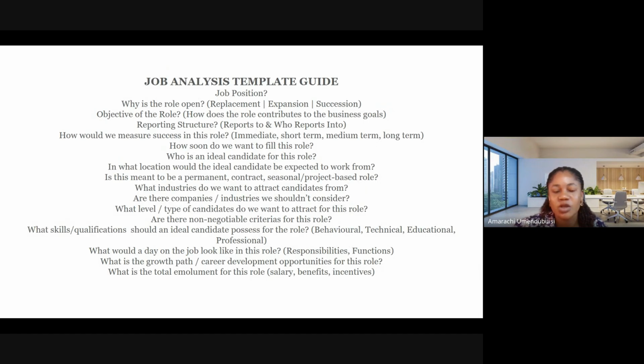So are there companies or industries we should not consider? Very important. Now, you might not be in the know, but I've seen cases where within the same industry, people at the top have what we call a gentleman's agreement to say, don't come and poach people from my company, and I won't poach people from your company. I've also seen, this is not documented anywhere, they just have that understanding.